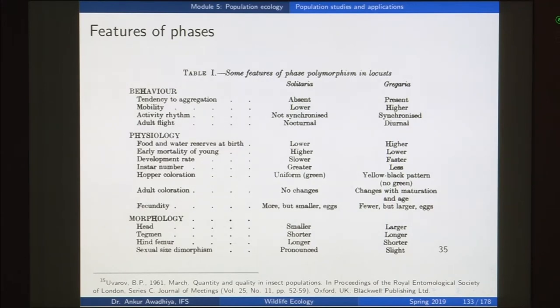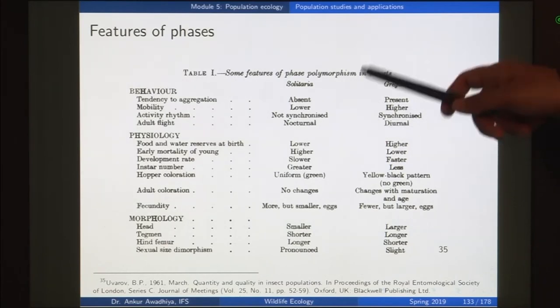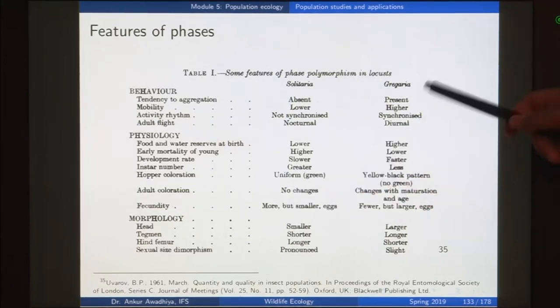Then if you look at the hopper coloration, it is green in the solitary phase and yellow and black in the gregarious phase, as we have already seen in the pictures. Then the adult coloration does not show any changes in the solitary phase, whereas in the gregarious phase, it changes with maturation and age. So, the solitary one will always look green. In the gregarious phase, it will become darker with time.